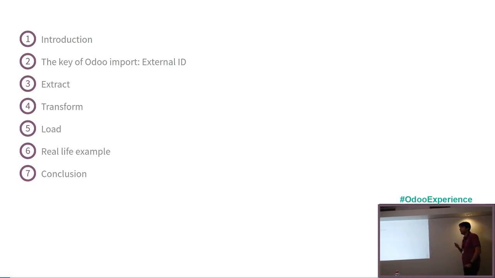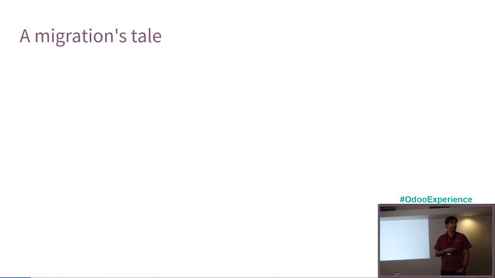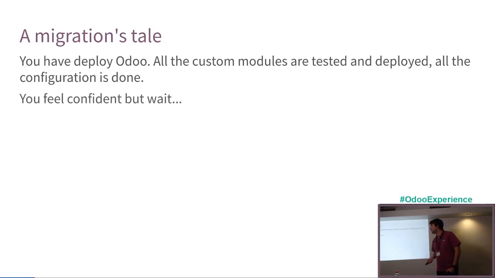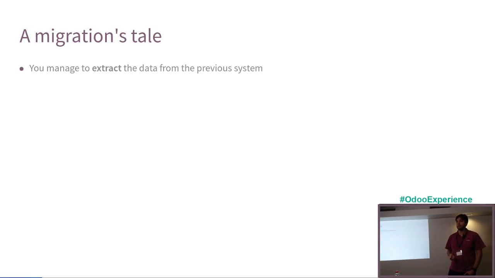Okay. So let's start with a small story. You may probably know all about that story. You have deployed Odoo for a customer. All the custom modules are deployed, tested, everything's fine, your configuration is done, you're ready to go into production. You feel confident, everything is going to be well, but wait, there is something missing. The data. So you are kind of new in the business, so you feel confident, say, okay, let's just extract the data from the previous system.